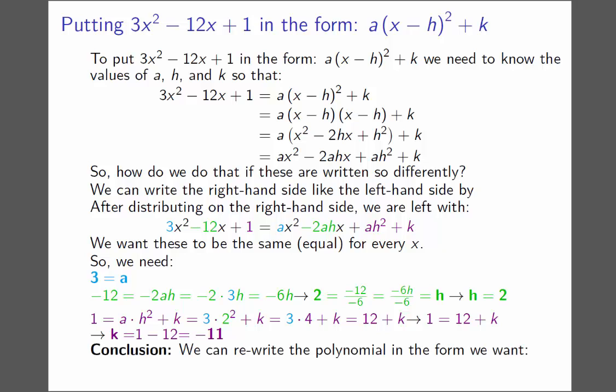So we can conclude that we can write this polynomial in the form we want: 3x² − 12x + 1 equals 3(x − 2)² − 11.